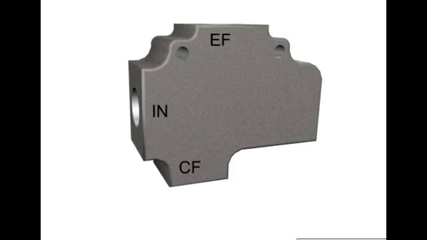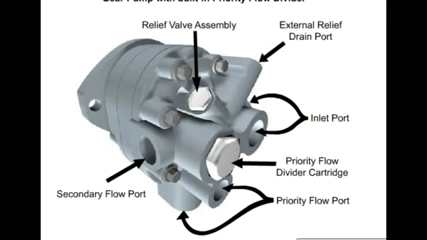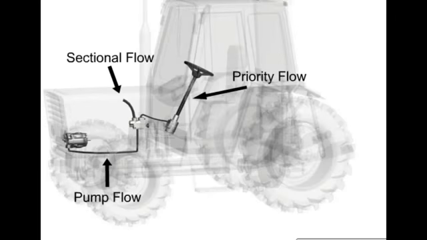A bypass flow control used as a flow divider is called a priority flow divider. The outlet ports will typically be labeled CF for controlled flow and EF for excess flow. A priority flow divider is often integral to the port cover of the hydraulic pump. When flow to a circuit is critical, a priority flow divider is used to help assure that the needed flow is available. Common applications are systems with steering or braking circuits.